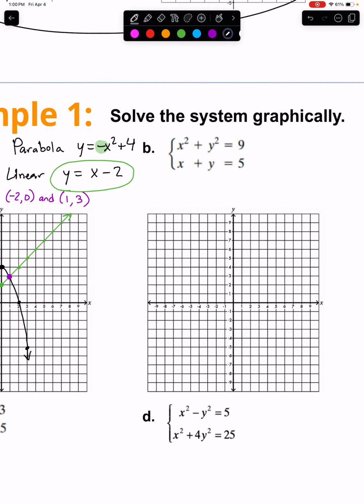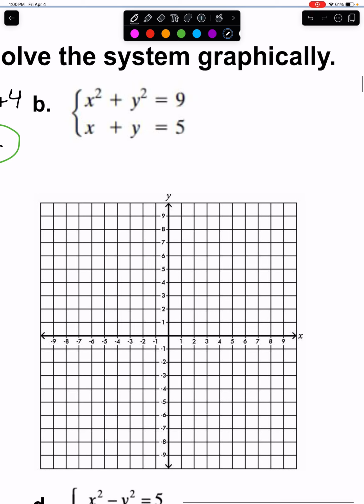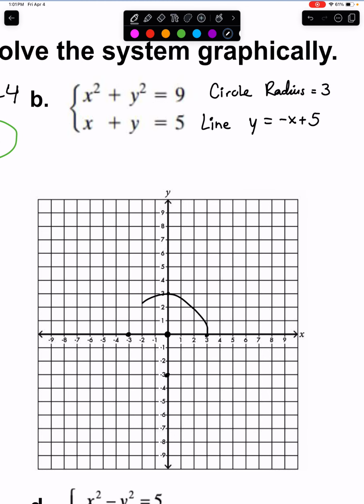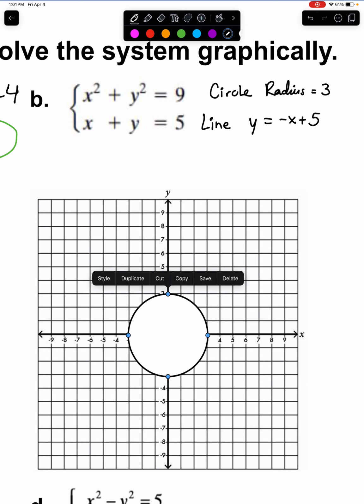For the next one, I can identify it right away. This is a circle, and the radius is 3. The second one down here is a line. Once again, it's a linear function, and we have y equals negative x plus 5. My circle with a radius of 3 starts at the origin. Let me connect these to form a circle. Push and hold. Okay, there we go.